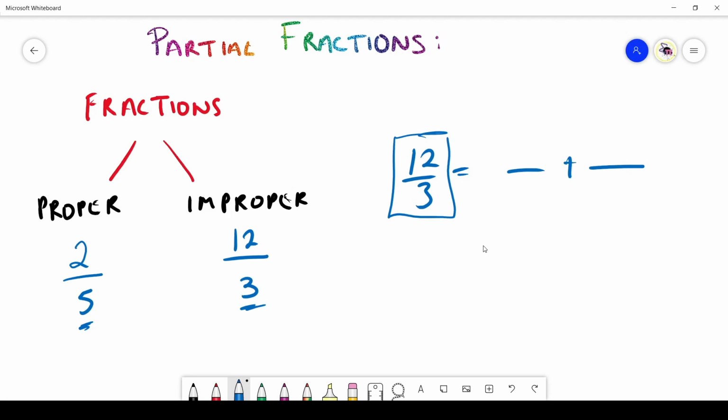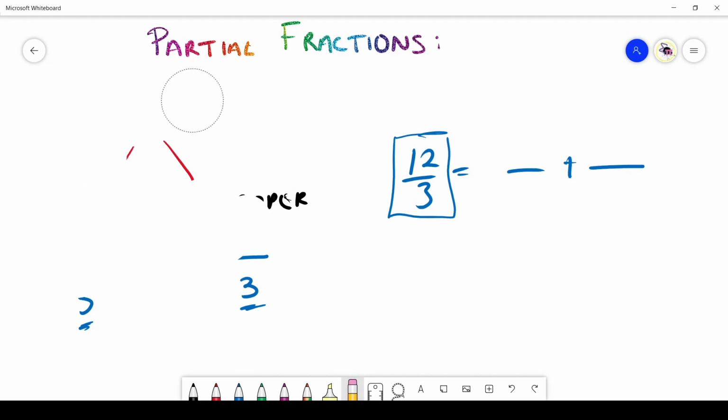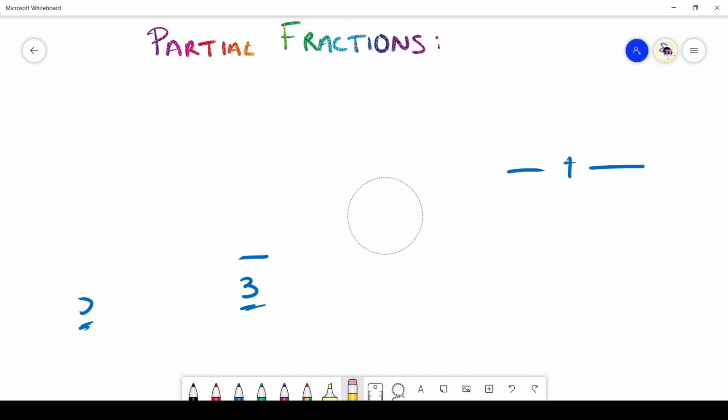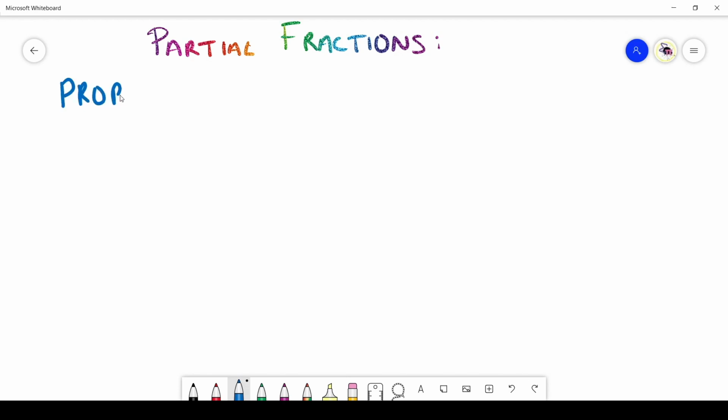So, let me get rid of this on the board here, right? So just giving you guys your memory skills back. We have proper and we have improper types of fractions, all right? Now, we're going to begin partial fractions with a focus on proper fractions. Let me see if I can get it up there. All right, so we have proper fractions.